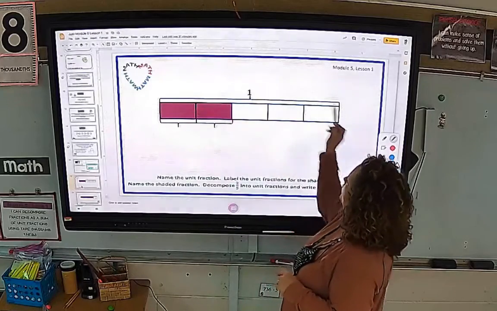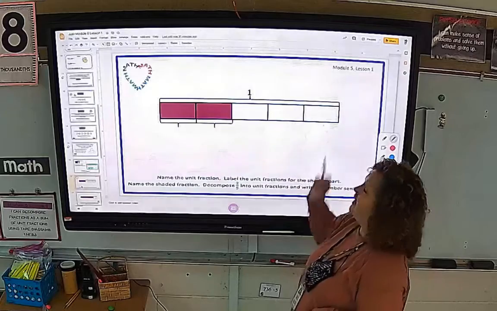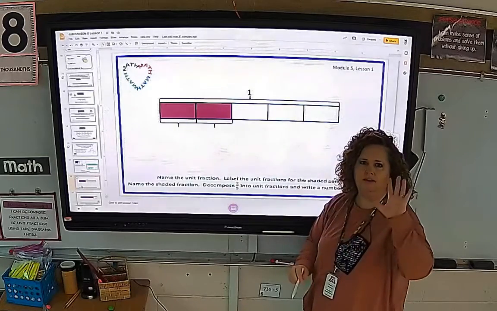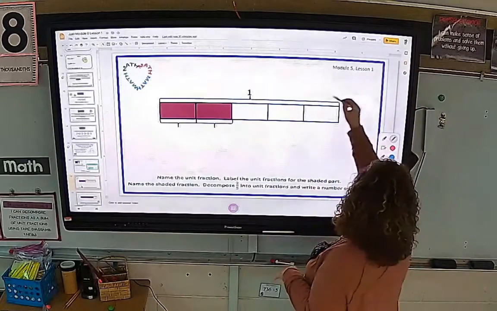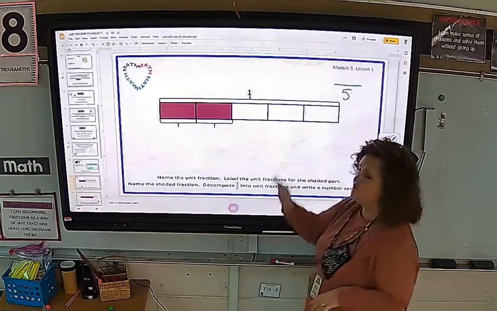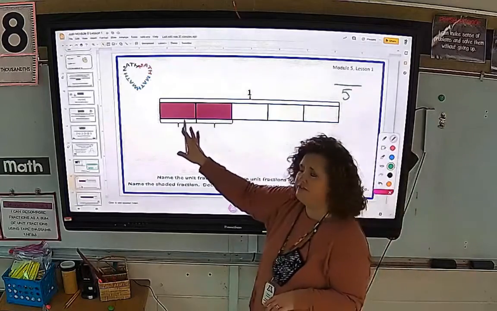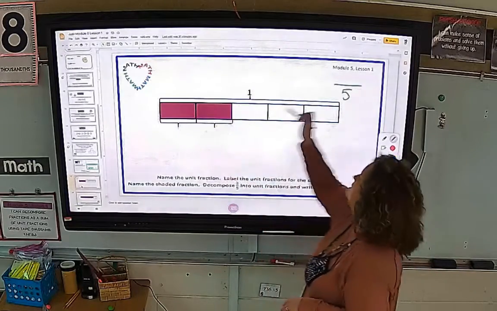Okay, so one whole. 1, 2, 3, 4, 5. That one whole is cut into 5 pieces. So we know that our denominator is going to be 5. These are fifths. Okay? How many fifths are shaded? 2 of them.